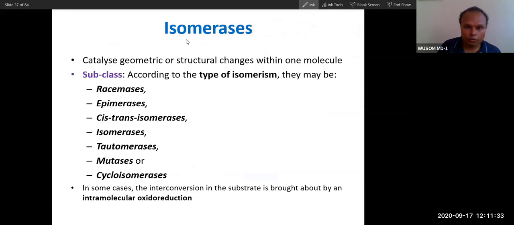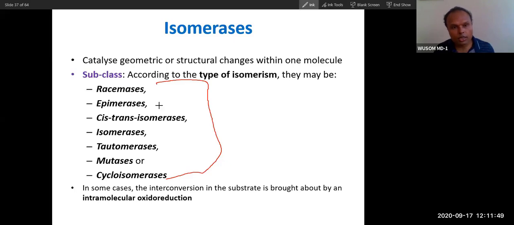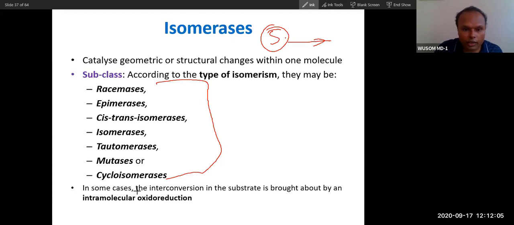So the fifth enzyme class is isomerase. You can see in isomerase, many types of isomerization happen. So these are the types of isomerism. You must have studied them in organic chemistry: racemases, epimerases, cis-trans isomerases, other isomerases, tautomerases, mutases, and cycloisomerases. So these are the types of isomerases. The first number, 5, is given to isomerase, and the next number gives a clue about the type of isomerase.